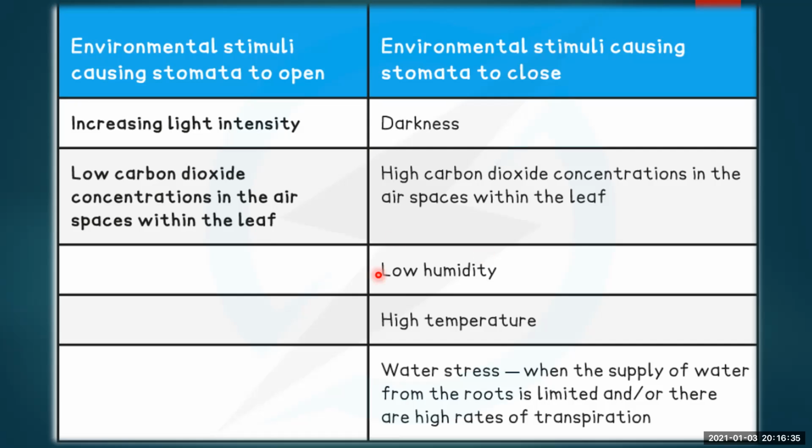Low humidity. If there's low humidity, there is less water content outside, so the plant wouldn't want the water inside the leaf to leave. So this is another condition in which the stoma will remain closed. High temperature, so obvious reason. And then comes the water stress. This can be a desert condition, or when the supply of water from the roots is limited, or there are high rates of transpiration. So these are the conditions in which the stoma will remain closed.